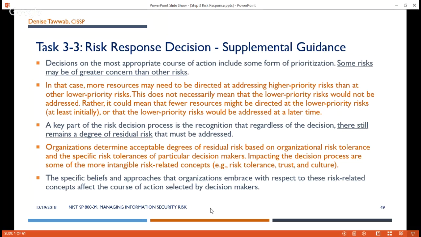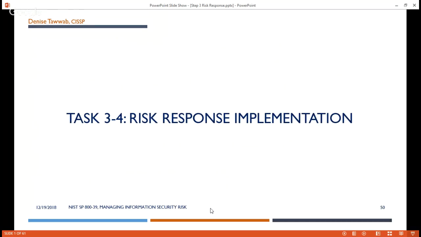So, a lot is happening in the risk response decision. But again, it's about prioritizing based on the availability of money, time, and people, commensurate with the risk that you're facing and in keeping with the criticality of the assets that you're looking to protect. So all of that comes into play, and we discuss that more in other publications. 800-39 is a high level, so for now we're going to leave the risk response decision, and we're going to go to task 3.4, which is risk response implementation.